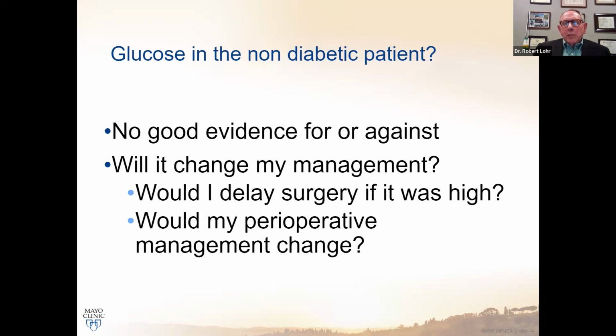Now, for the diabetic patient, we usually check a hemoglobin A1C and see where they are. And there are some procedures, particularly orthopedic procedures, that the surgeons really want to have the A1C under 8 in order to proceed, because there is greater likelihood of wound infection and wound healing issues.